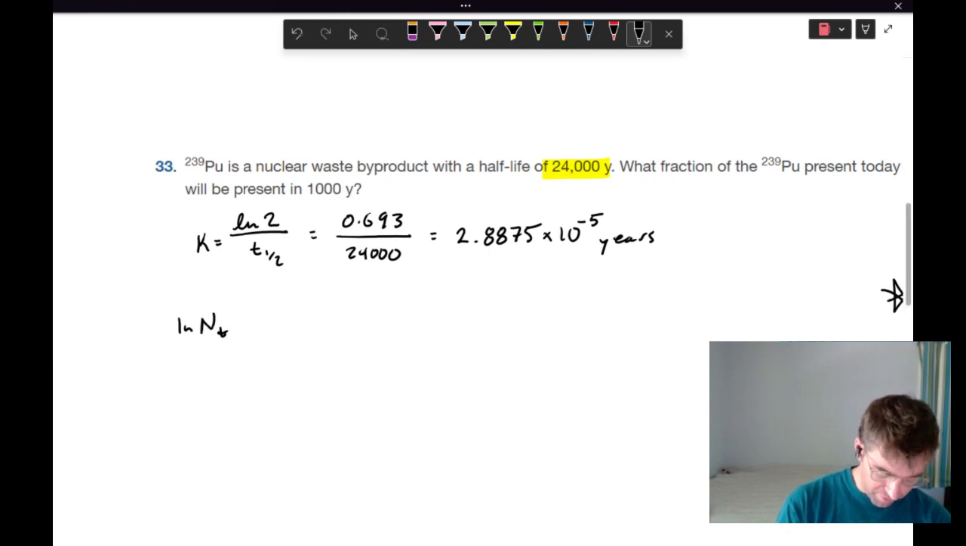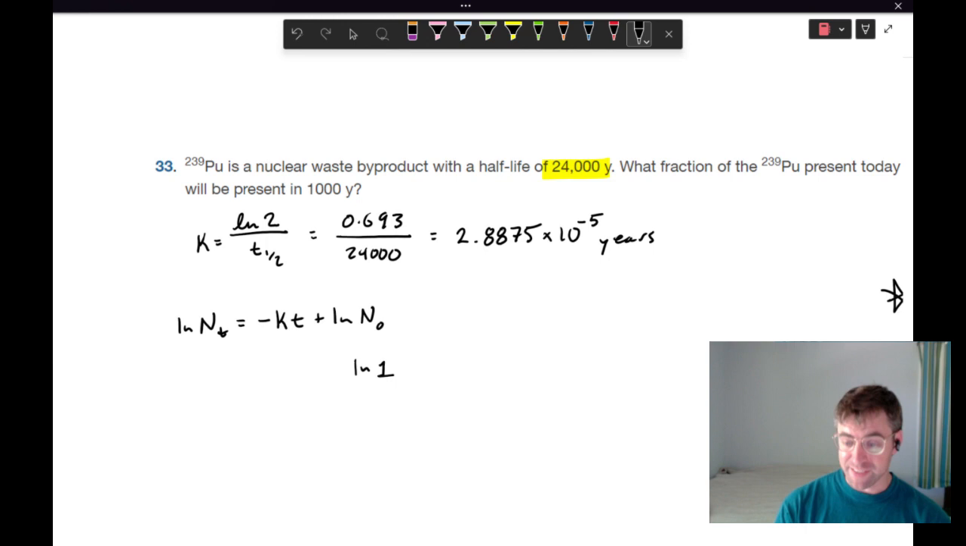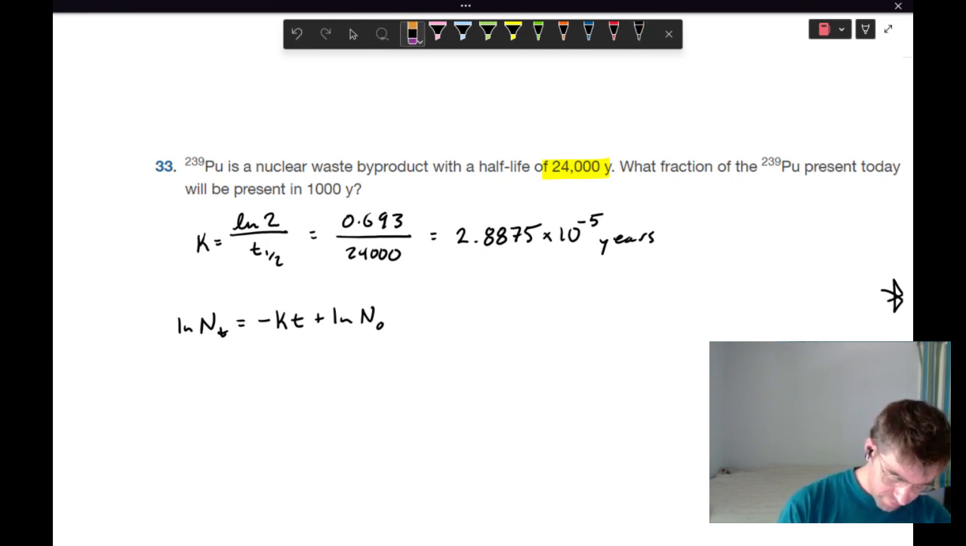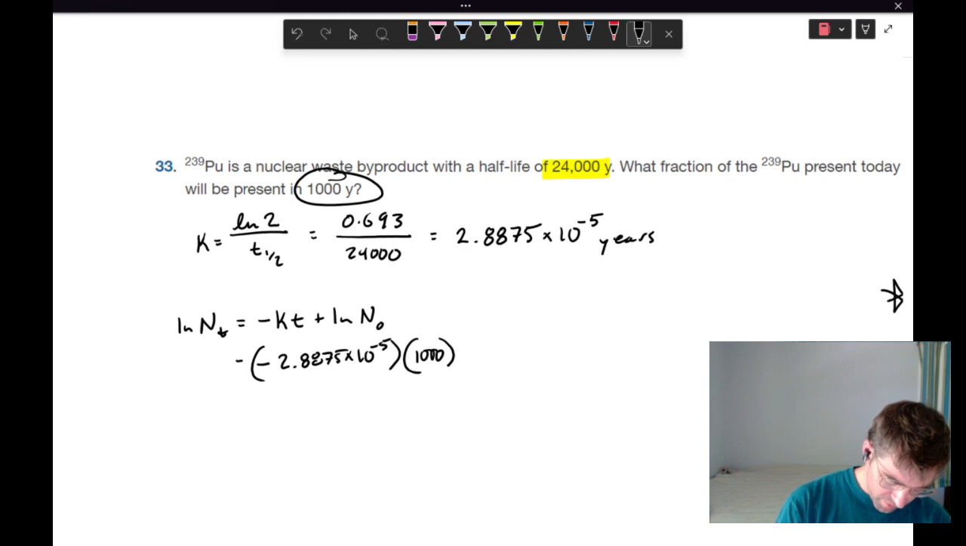Natural log of our final amount of product equals negative k, I'm just rewriting the equation right now, times the amount of time elapsed plus the natural log of the initial amount. So again, the initial amount is 1. So ln of 1. ln of 1 is always 0, so we can actually nix that. We have our negative k constant, so negative 2.8875 times 10 to the negative 5 times the amount of time, which they gave us was 1,000 years, equals natural log of our final quantity.